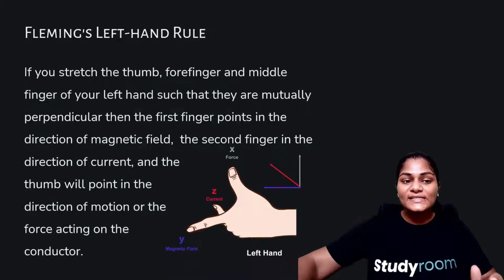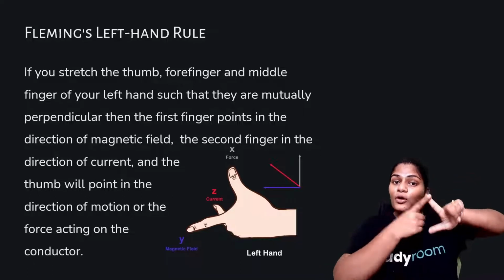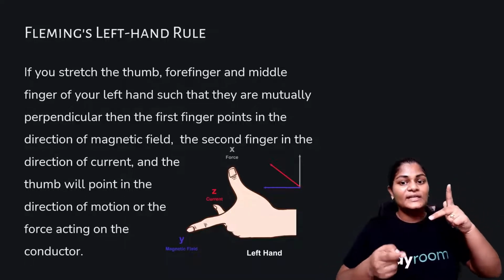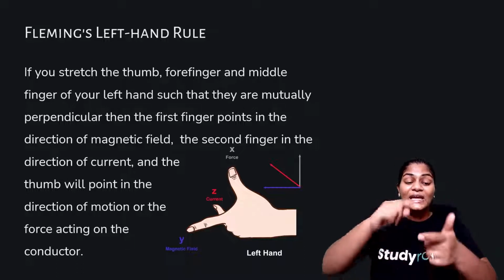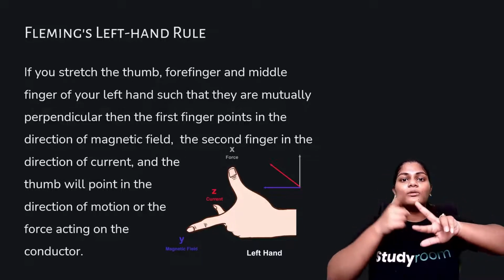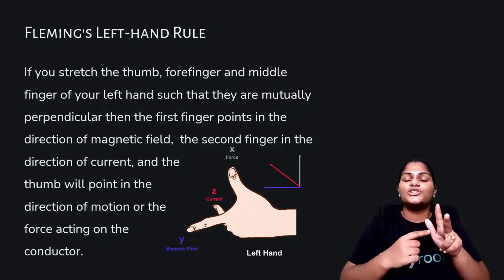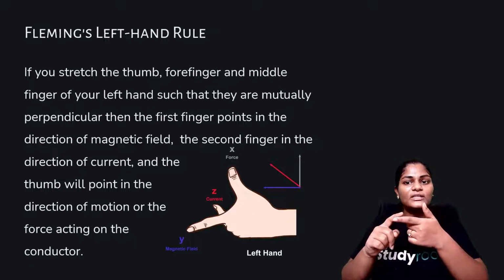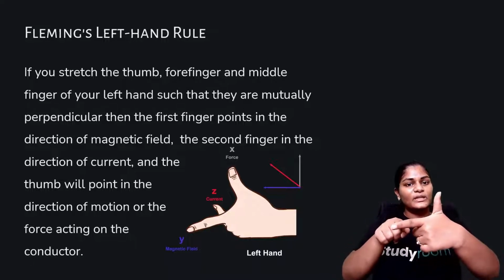Okay, so this says that if you stretch your thumb, your forefinger and your middle finger of your left hand in a way that they are mutually perpendicular. Mutually perpendicular means that each of the three, that means your thumb, index and middle finger, should all be at right angles to each other. So if I want to arrange my thumb and my middle finger at right angles, how would that be? Like this, right? A perfect right angle between them.